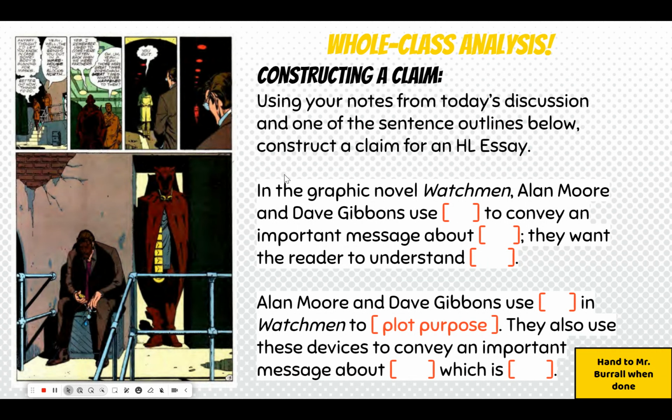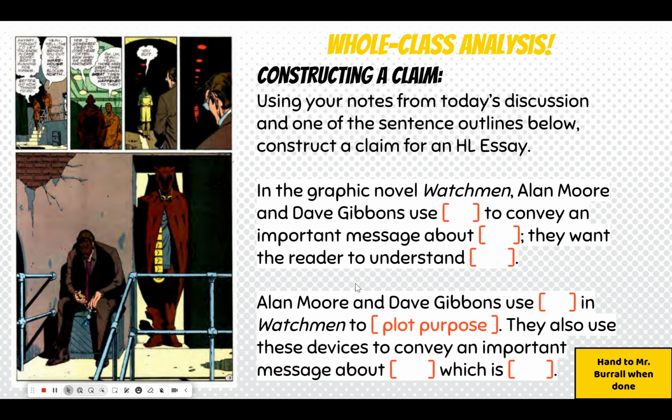So for example, if you did the top one, right? In the graphic novel Watchmen, Alan Moore and Dave Gibbons use, list all the devices that you were planning on using, to convey an important message about, and then this would say identity. They want readers to understand, insert your message about identity. Notice that in this first bracket, it should be both the text-based devices that they use and the visual devices.